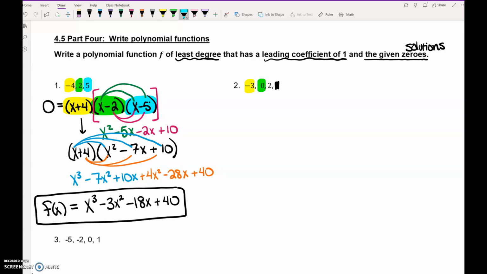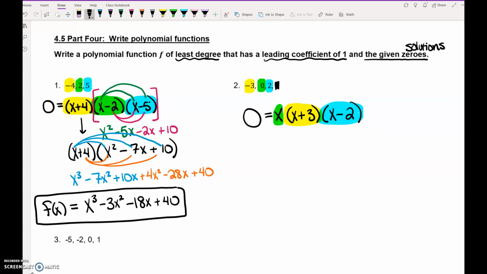I always like colors, so let's go with colors. If the yellow part has a solution of -3, that means x plus 3 was in the polynomial. I'm going to skip over the green part for a second. The blue part, if we have a solution of 2, that means x minus 2 was in the polynomial. If we have a solution of 0, that means that there is just an x.